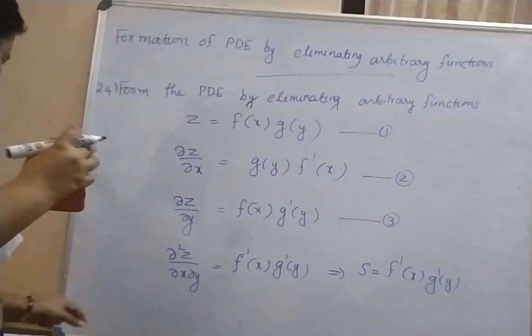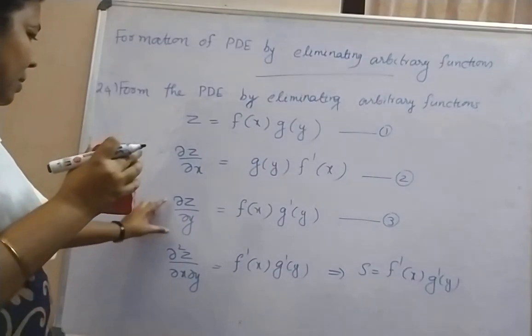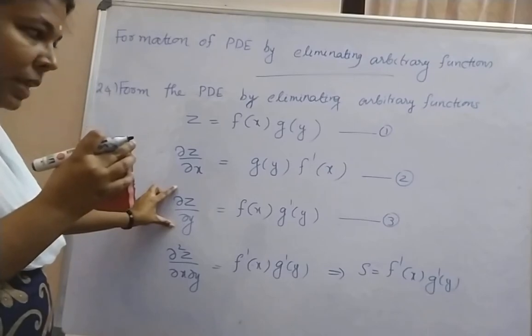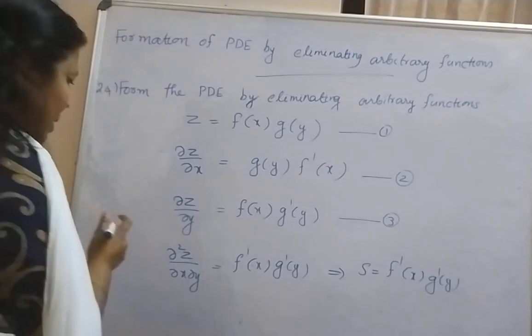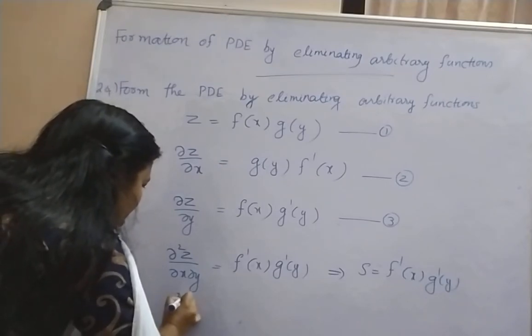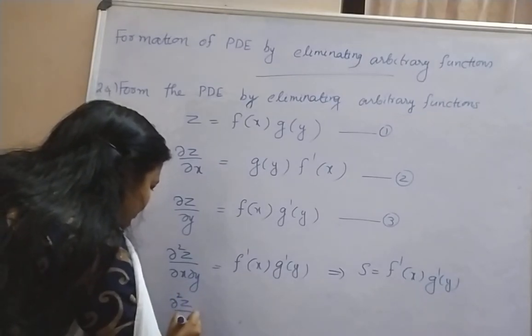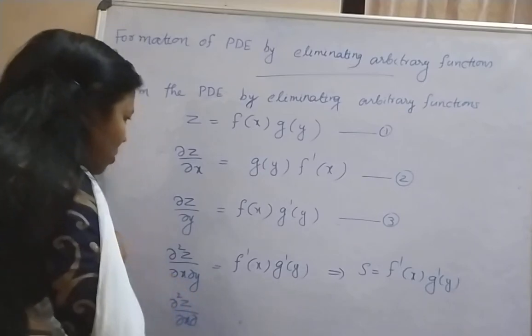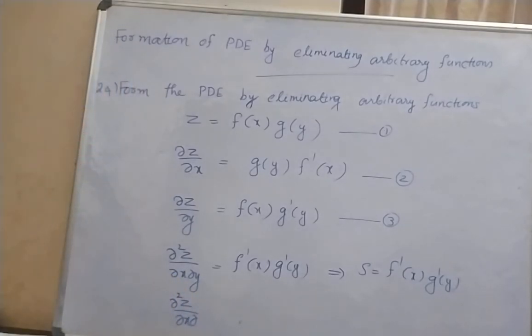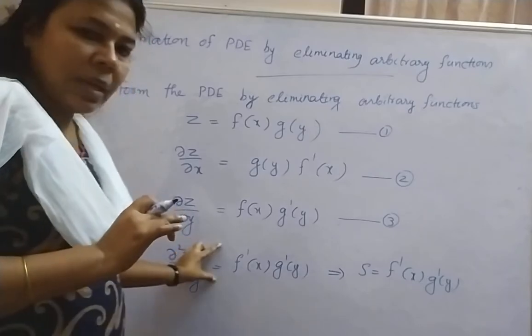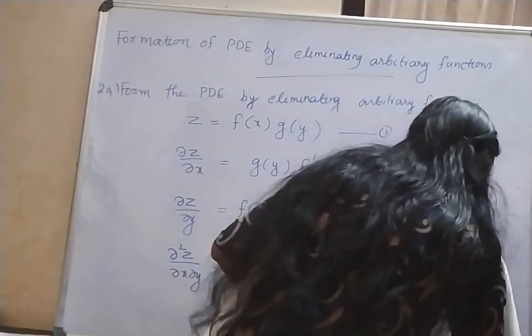Then partially differentiating equation number 3 with respect to x, we get dou square z by dou x dou y. Put it as equation number 4.